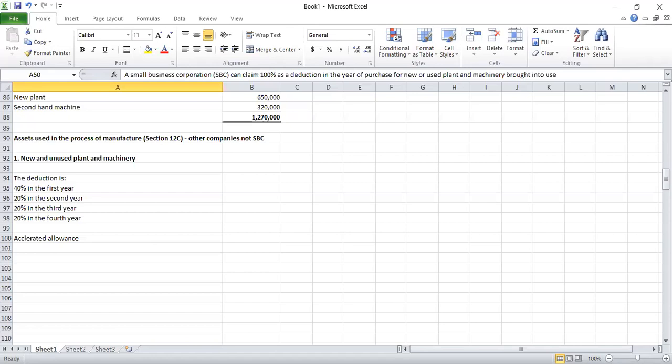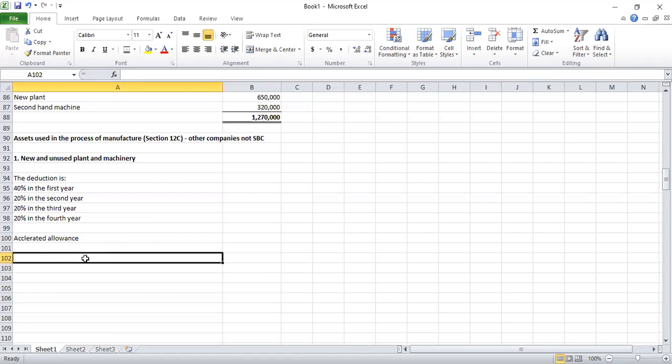So you find that in your exams, normally you don't have to think on your own whether the business is a small business corporation or not. They'll always tell you that the business is a small business corporation or the business is not a small business corporation. Right. Number 2.